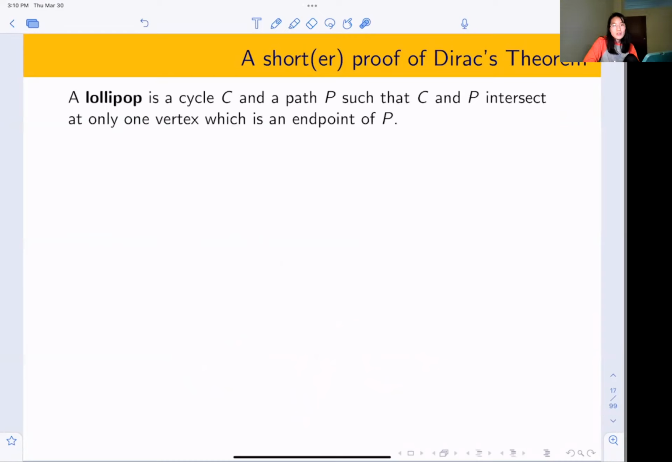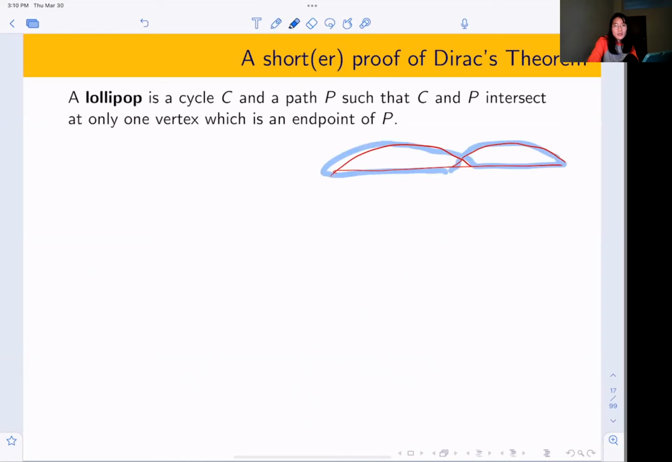Dirac's theorem. So typically, if you see this proof of Dirac's theorem for Hamiltonian graphs, you might see it's like a corollary of a theorem, and you see some sort of formation where you have some cycle, and then using the pigeonhole principle, you can show you have some edges like this, and then you take this cycle here. Okay, so this was not the original proof of Dirac's theorem. Instead, it used something called a lollipop. So a lollipop is some cycle, C, and some path, which intersects the cycle at exactly one vertex, which is the endpoint.